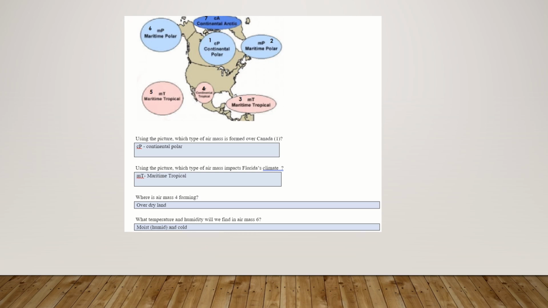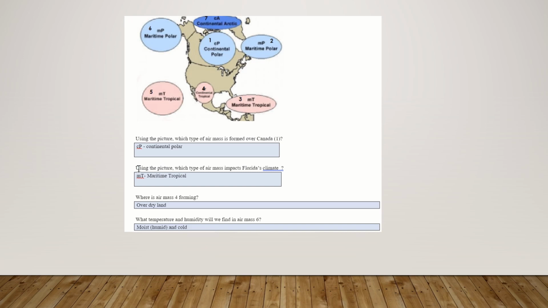Okay, let's review how we look at the air mass and how we decide what it is, where we name it. Okay, first of all, I need you to remember, blue is cold, red is hot. So if they're blue, they're always going to be cold or very cold. If they're red or pink, that's going to indicate they're warm or hot. So using this picture, which air mass is formed over Canada? Number 1. Okay, so Canada is land, so it's continental, and Canada is also cold, so it's polar. So we would have a CP, continental polar.